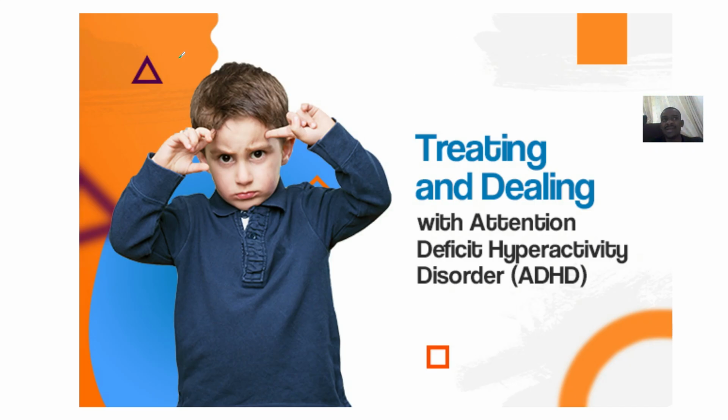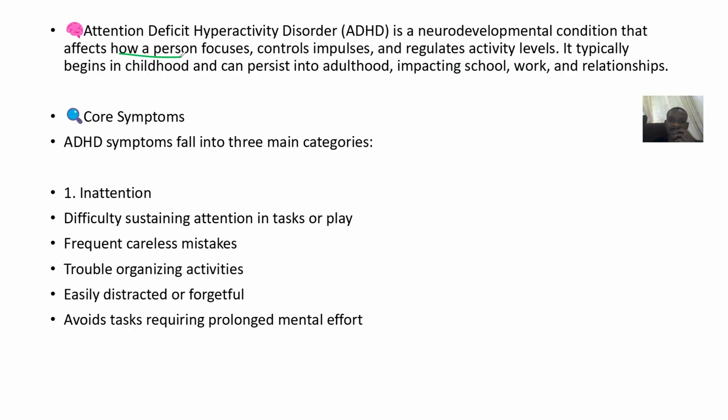For children, how can they be able to remember what they learned in school? How you can be able to control impulses, how you can be able to regulate activity levels. So it typically begins in childhood and can persist into adulthood. Can impact how you perform in school, can impact how you perform at work, can impact how you can actually keep your relationship with others.